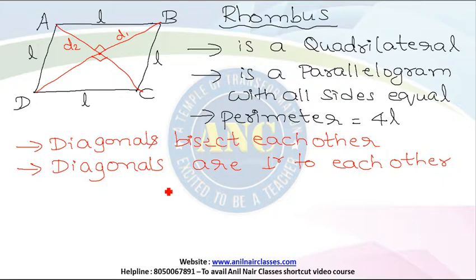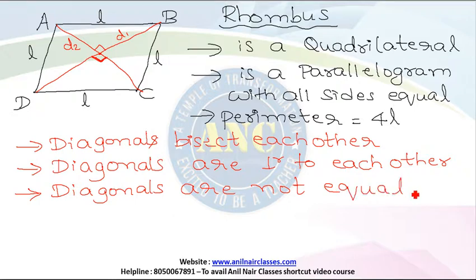Diagonals of a rhombus are perpendicular to each other, and because this is 90 degrees, I can apply the right angle Pythagoras theorem. That we will see as the class proceeds. Similarly, diagonals of a rhombus are not equal. What if they become equal? If this rhombus, which has all four sides the same, also has equal diagonals, then that quadrilateral will become a square. That is the main difference between a rhombus and a square. In a square both diagonals are the same, and in a rhombus the diagonals are not equal.